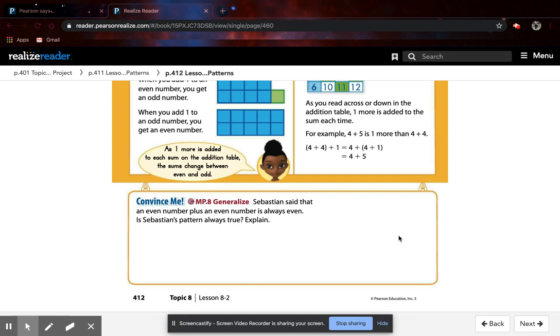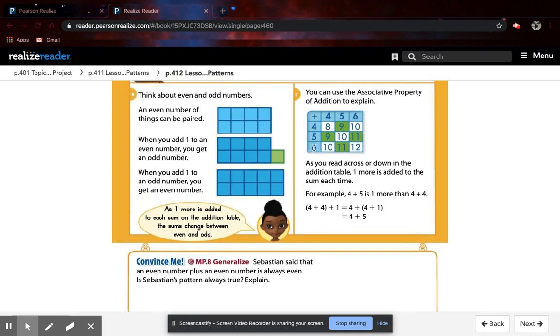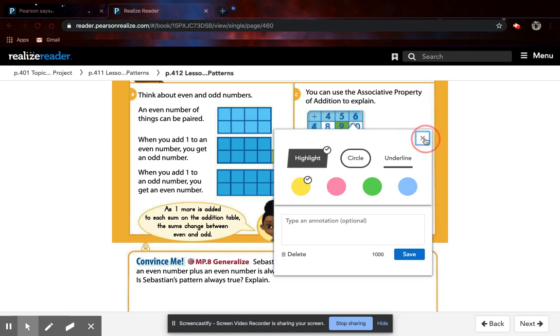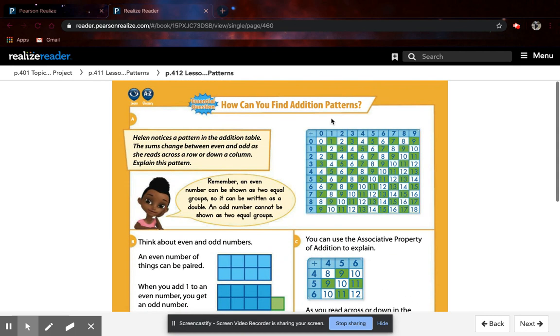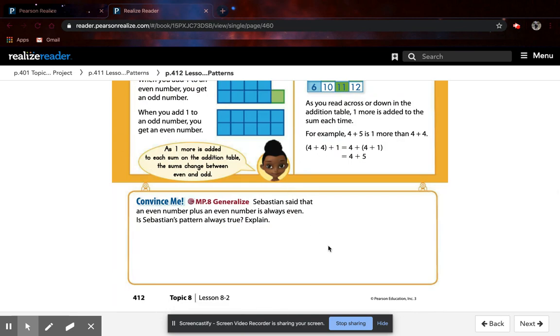Each add-in, so again, each number in the add-ins, remember on the addition tables are all the numbers in blue. They're going to be all the numbers in blue, if it's a tiny addition table like there is in box C, or if it's a larger addition table like there is in box A. So each add-in can be shown as two equal groups, so the sum can be shown as two equal groups.